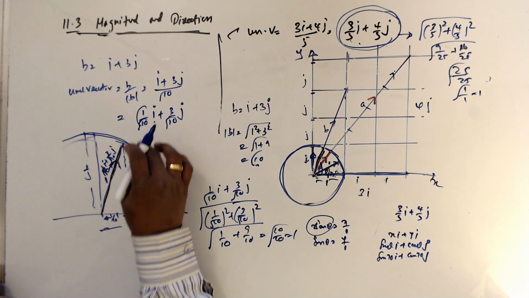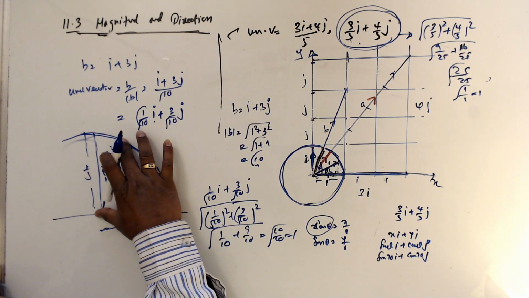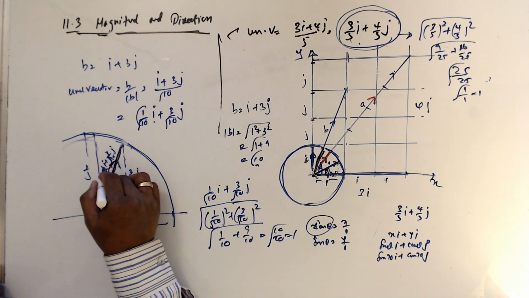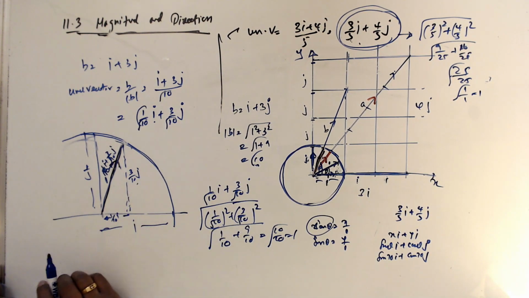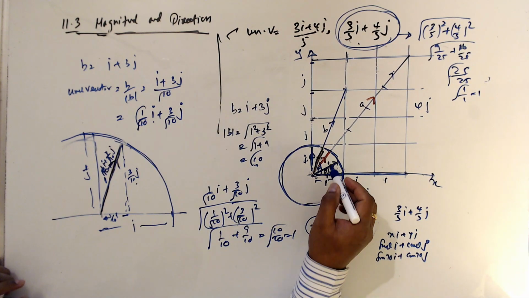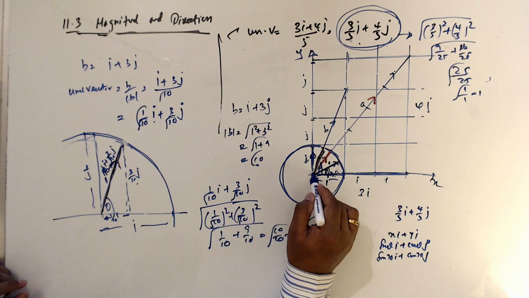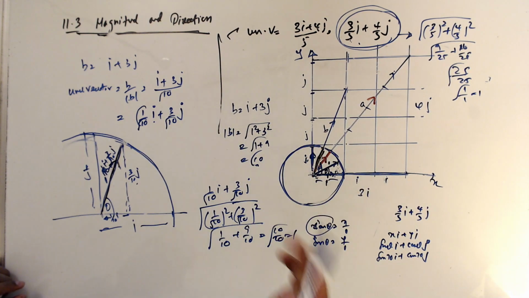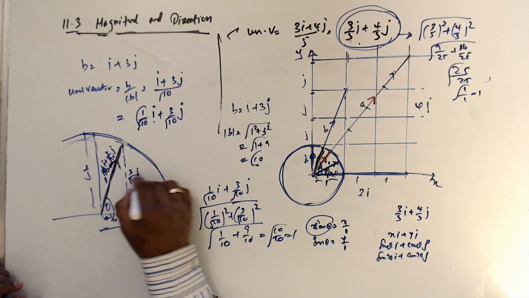If you take 1 over square root of 10 and 3 over square root of 10, then that distance makes 1. And this is the direction. The common thing is, if you take this theta angle, or if you take this whole vector, both angles should be the same. So this y value is 3 over square root 10.